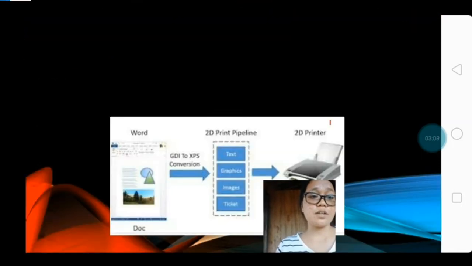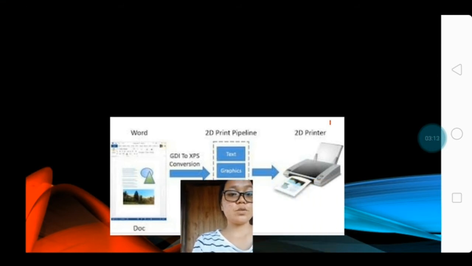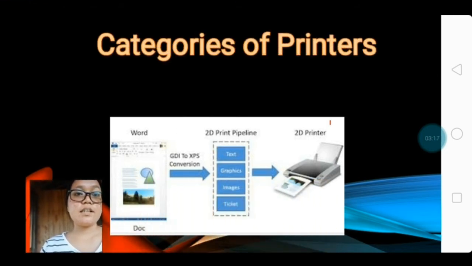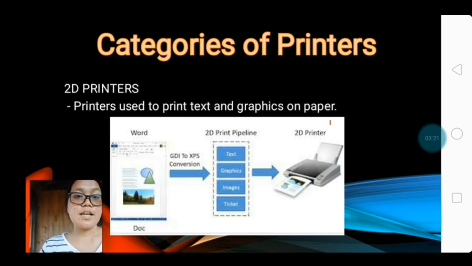There are two categories of printer. So the first category of printer is the 2D printers. So 2D printers are used to print text and graphics on paper. So for example, the word document in your computer to be printed in a 2D printer. An example of a 2D printer is an inkjet printer.